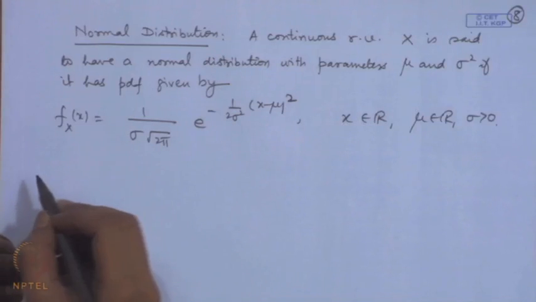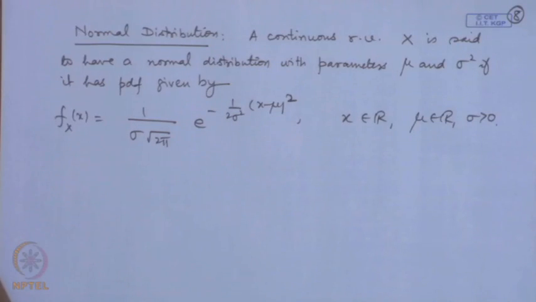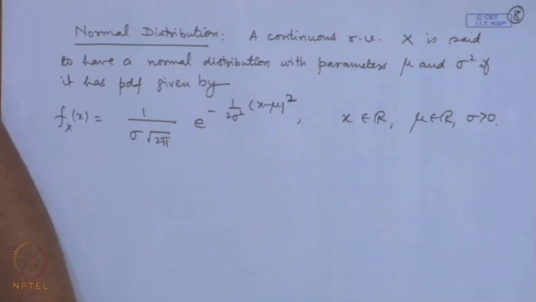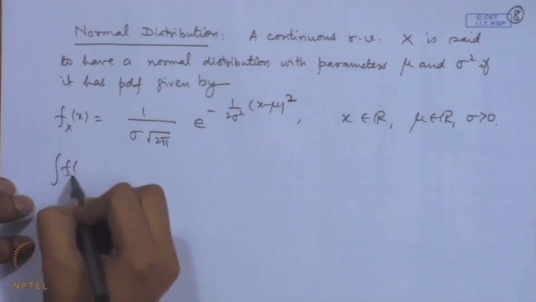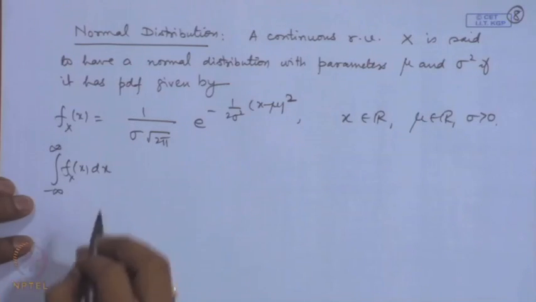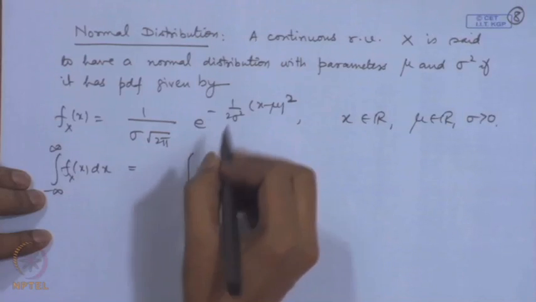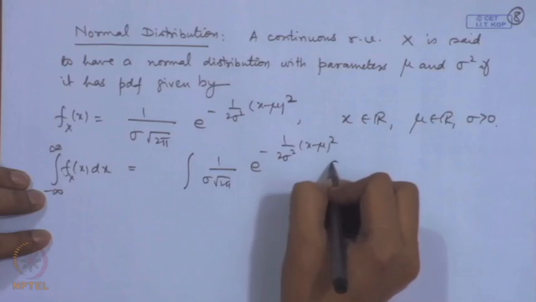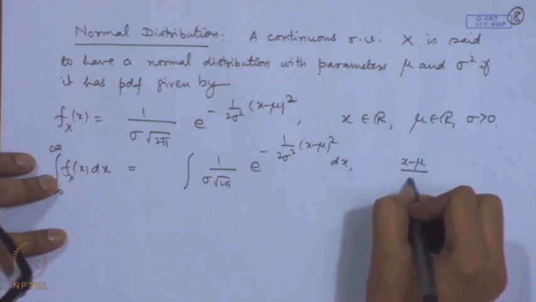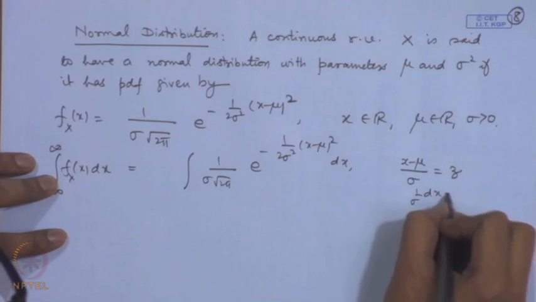Now, first of all let us look at the properties of this distribution and then I will explain how the distribution is obtained in the physical situations. Let us firstly consider whether it is a valid probability density function. So, we have integral of 1 by sigma root 2 pi e to the power minus 1 by 2 sigma square (x minus mu) square dx. Let us substitute (x minus mu) by sigma is equal to say z, that is 1 by sigma dx is equal to dz.